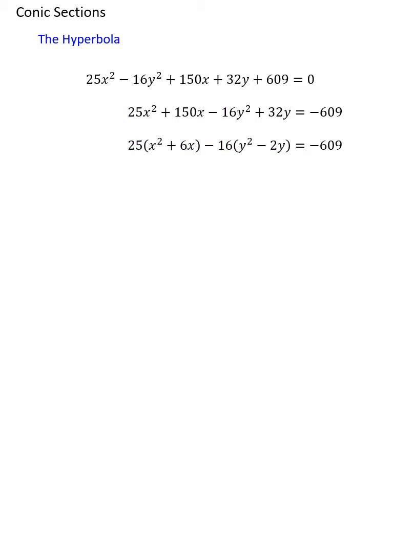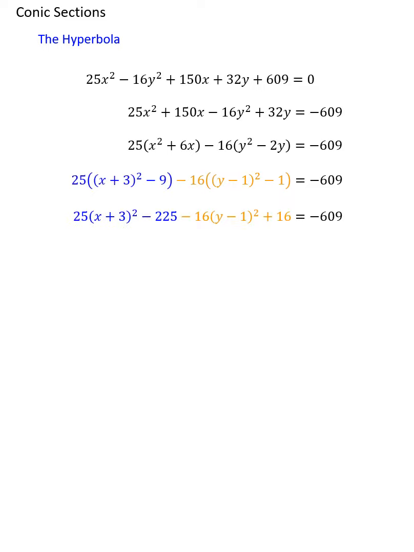And once that's done, I would once again go about the business of completing the square on each of the polynomials in the parentheses. So completing the square on each of those yields this. And once the squares are completed, I can then distribute the same numbers I factored out earlier and I'm now that much closer to getting this thing in a preferred format.